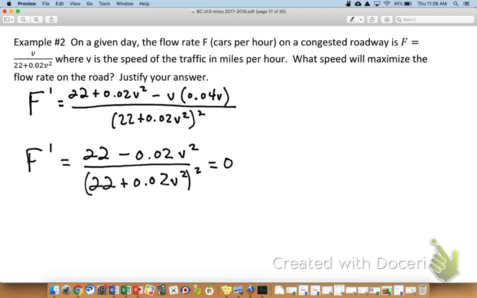So then how do I solve an equation like this? Isn't the numerator the only thing that could really make the whole fraction 0? Yeah. So yeah, 22 minus this. And of course, for you guys, that makes this a lot easier, and you can use your calculator, get it done pretty quick. 22 minus 0.02 v squared equals 0. If I remember right, this is like 30-something.